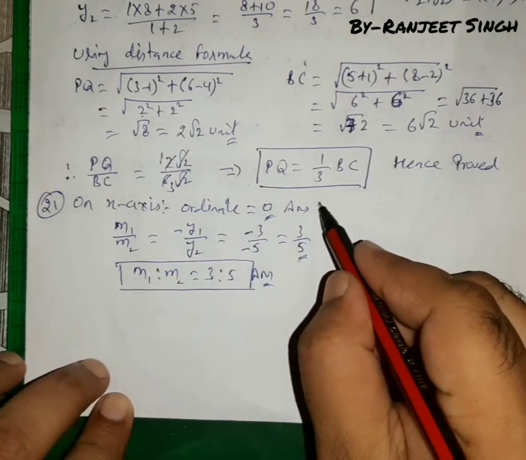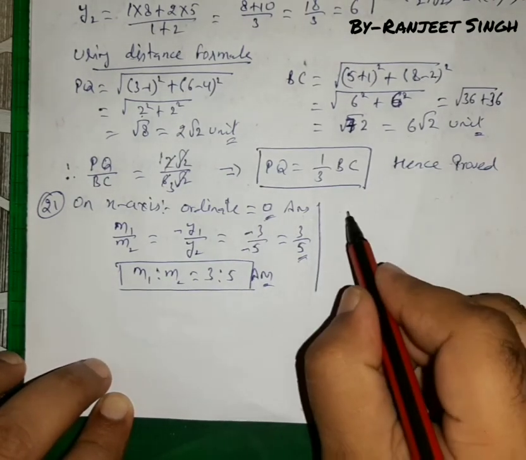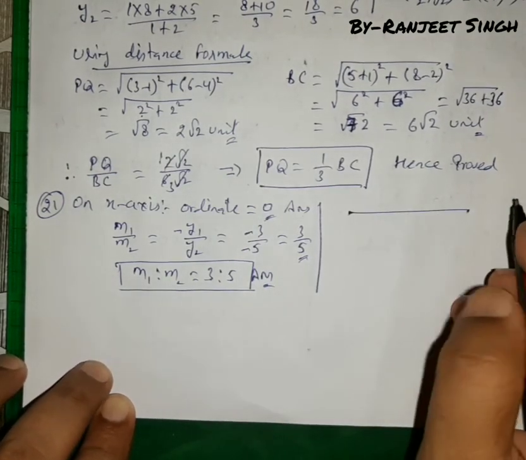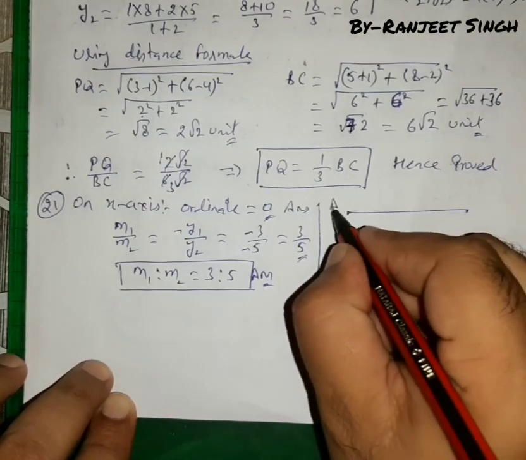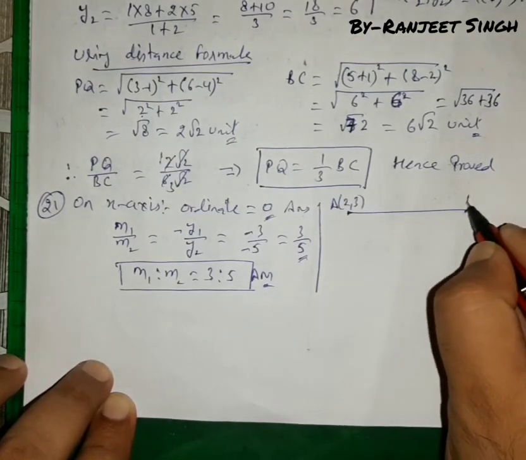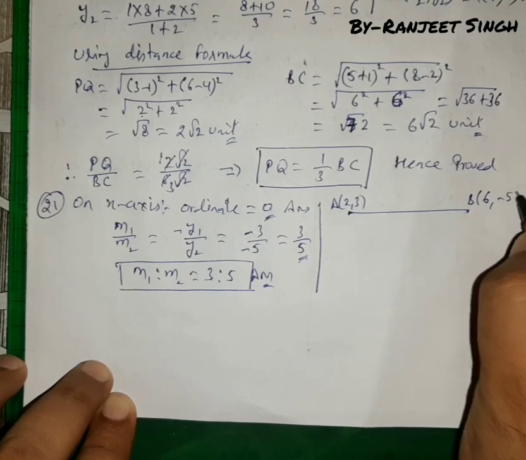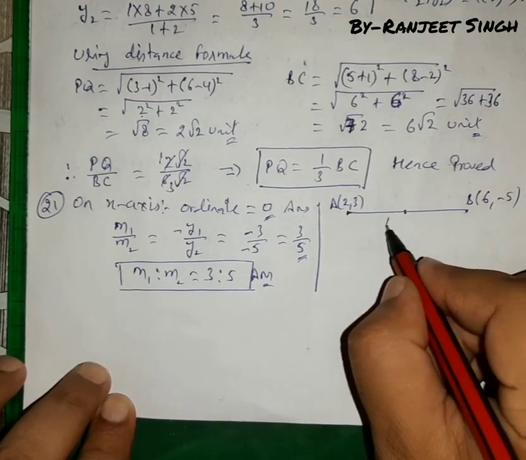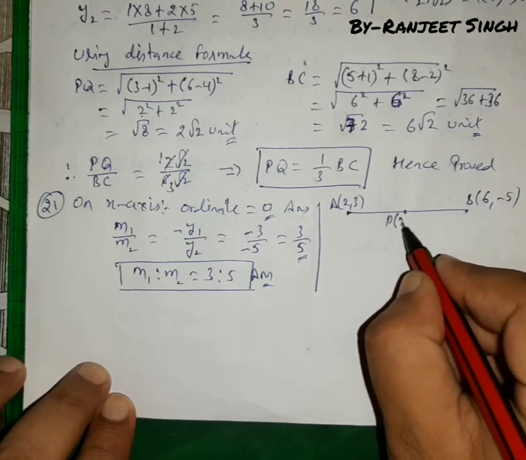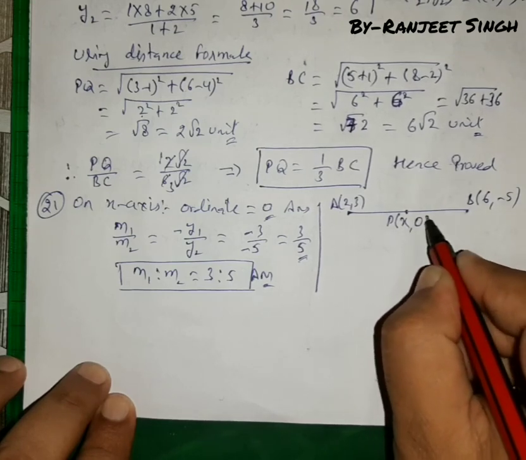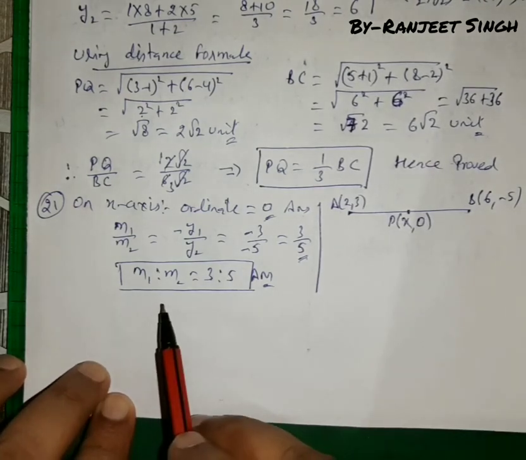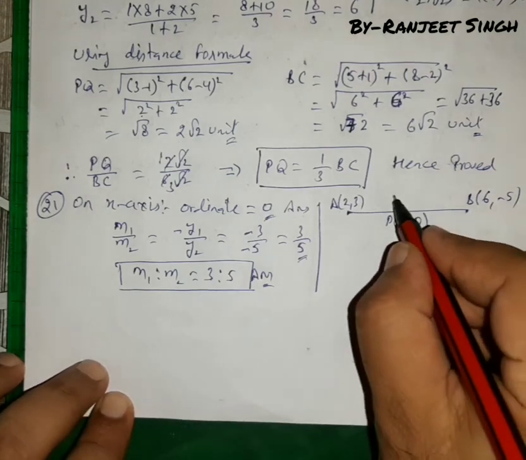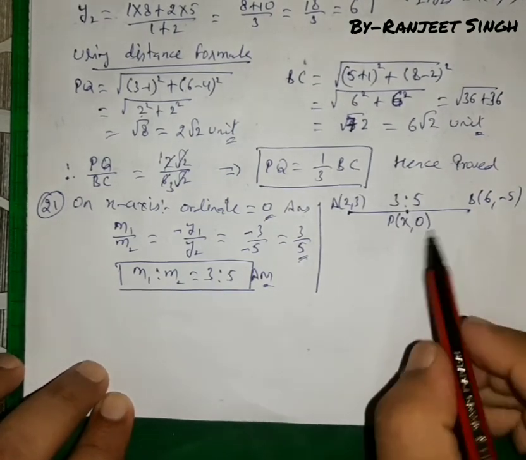And also we have to find the coordinates. So the two given points are A is (2, 3) and B is (6, minus 5). And here some point is there. Let us say that point is P, and we have to find the coordinates of x, and this is already discussed as 0. And we have found the ratio as 3:5. So the ratio is 3:5. Now we have to find the value of x.